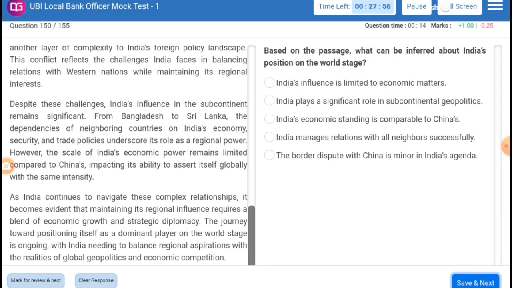These complex relations. The journey towards positioning itself as a dominant player on the world stage is ongoing, with India needing to balance regional aspirations with the realities of global geopolitics.